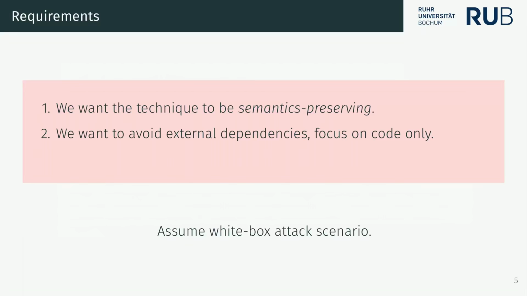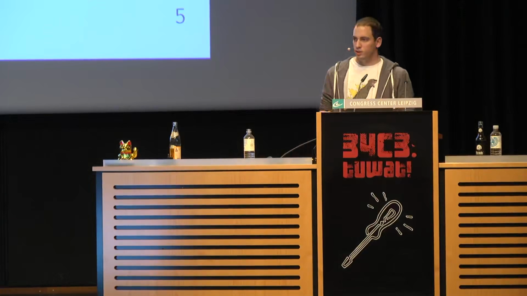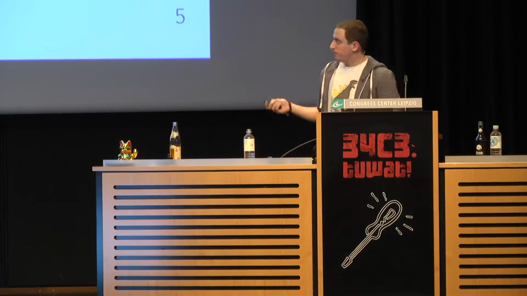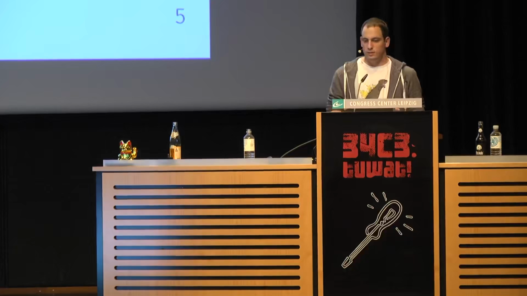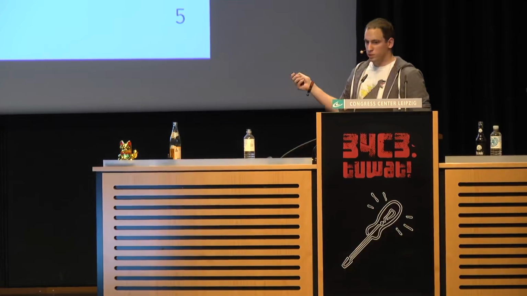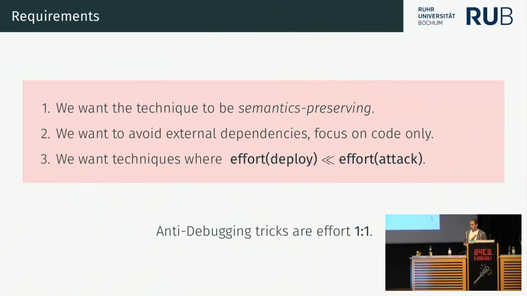So we got a white box attack scenario where the attacker has everything he needs to attack the application at his or her hand. And finally, the most important point probably is that we want to employ techniques that are way easier to deploy for us than for the reverse engineer to attack. So the anti-debugging tricks we've seen, or also the shortcomings of the tools which we can abuse, they are more or less effort 101. Once you know how it works, you can easily bypass it. But we want to employ techniques that are easy to deploy for us, but very hard to attack by other parties.